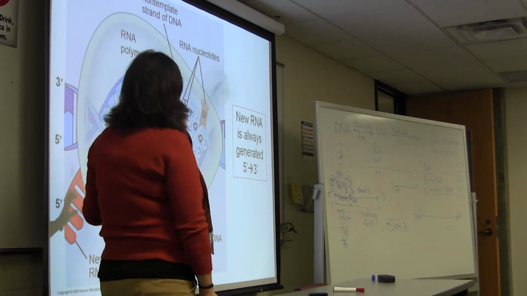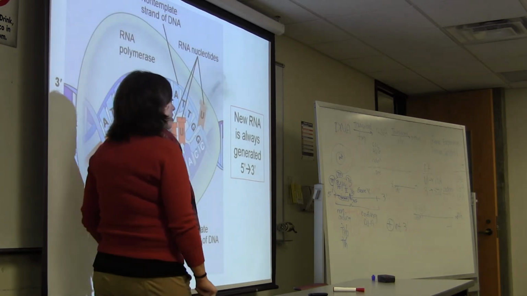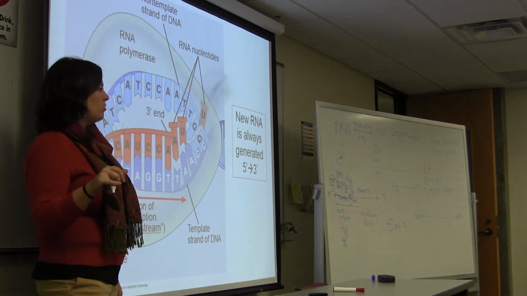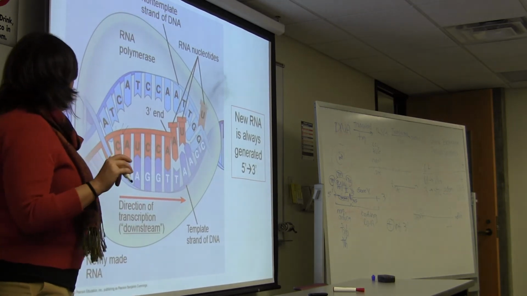And again, it's always going to be generated in the 5' to 3' direction, which means that you can only add nucleotides to the 3' end of a molecule. You can never add them to the 5' end.